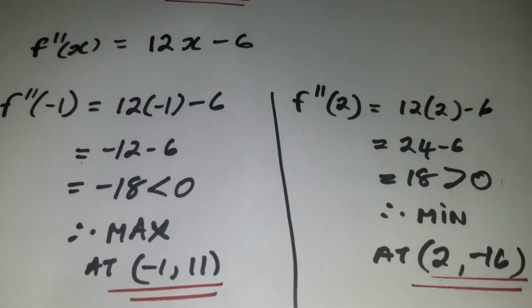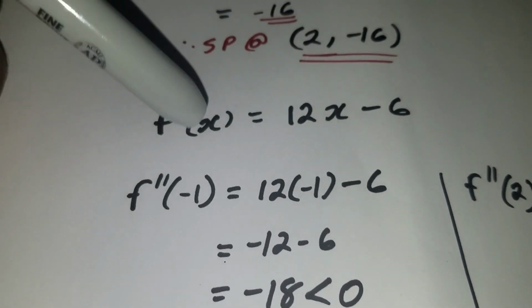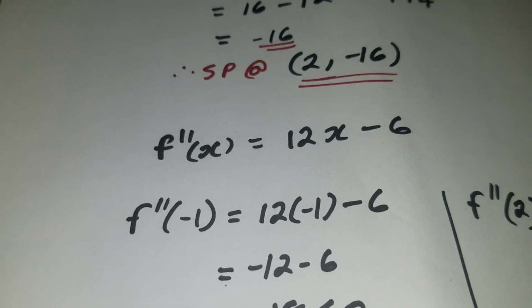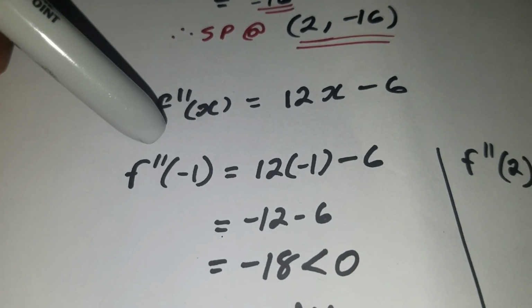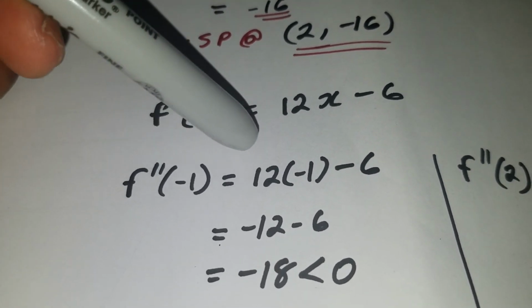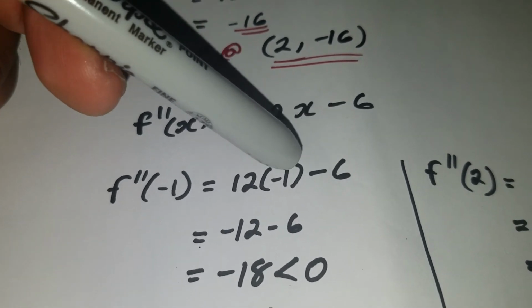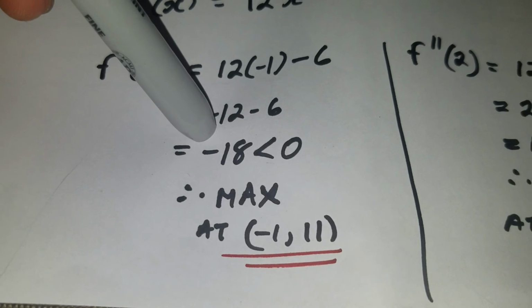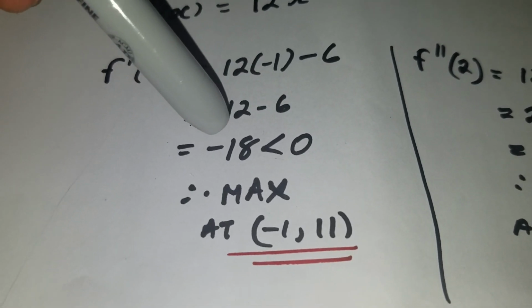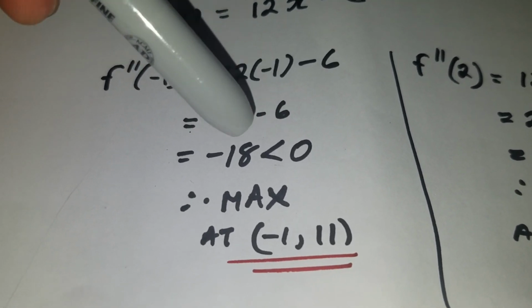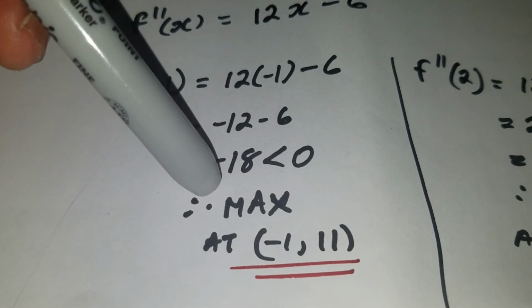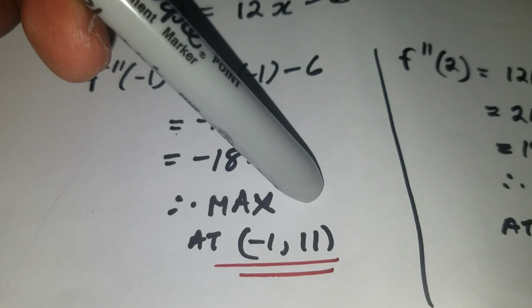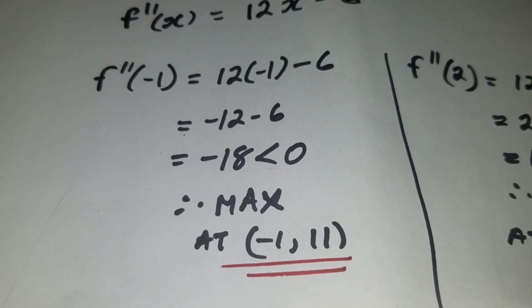And then what we need to do from there is substitute the x values into this function and see if it gives us less than 0 or greater than 0. So when we substitute negative 1 into the function, we get 12 times negative 1 minus 6, which will give us negative 18. And negative 18 is less than 0 because it's a negative number. And because it's less than 0, we therefore classify it as a maximum. So at the stationary point negative 1, 11, we will have a maximum point.